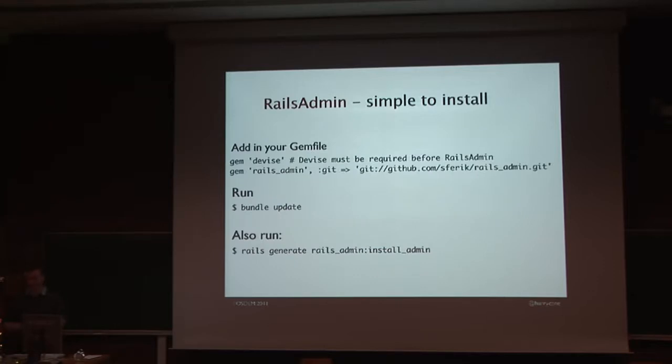So how do you install it? You just write two lines of code in your Gemfile. You run a bundle update, and after that you run one more line for the generators, and that's it. Your admin is plugged into your Rails app.